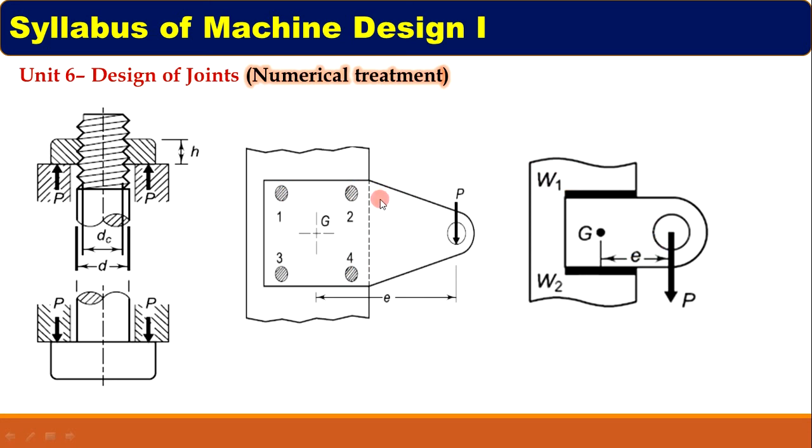Obviously the cross section of a bolt is different from the cross section of a weld joint, but the analysis method that we apply for design of bolt and design of weld joint is almost similar. The same logic we have to apply for both, as the loading is the same, eccentric load. So in this way we have to comparatively study bolt joint design and weld joint design.